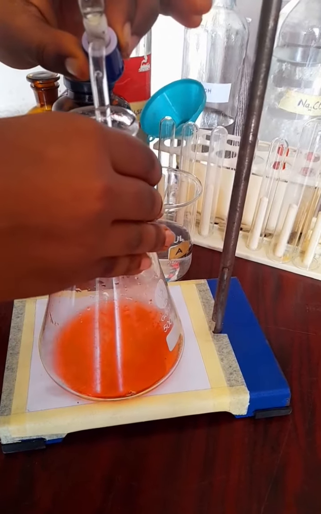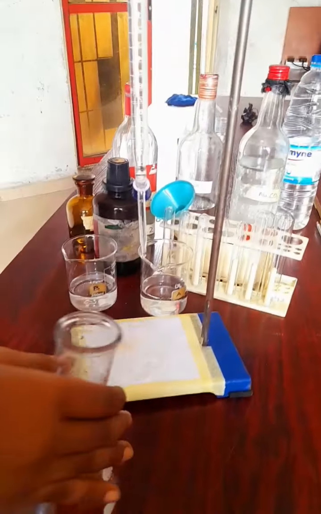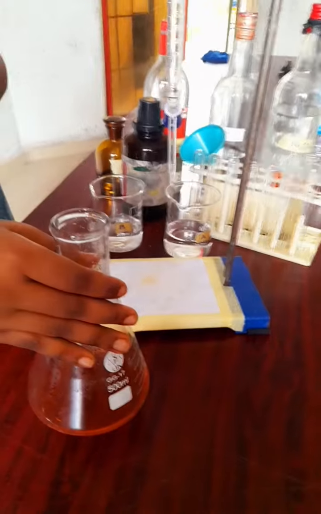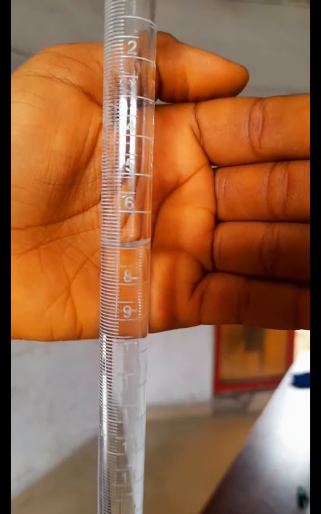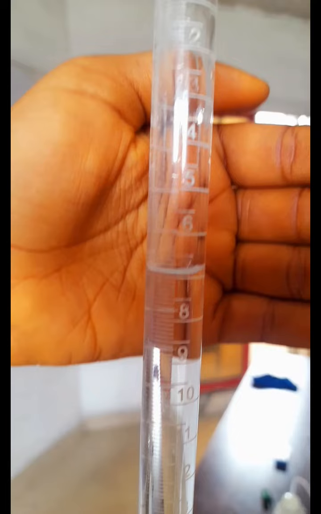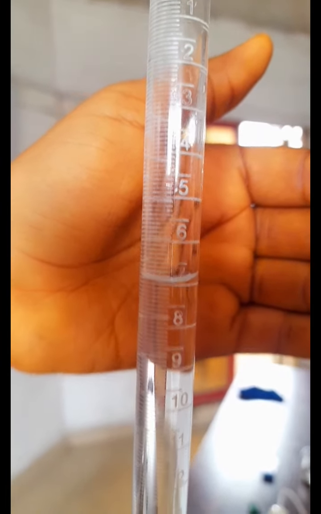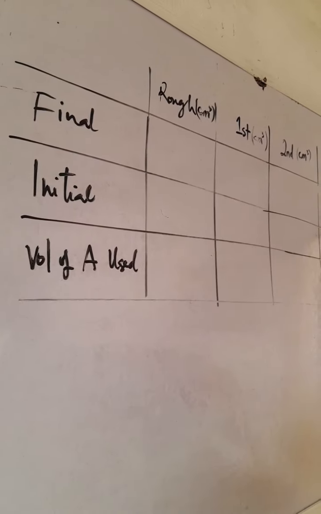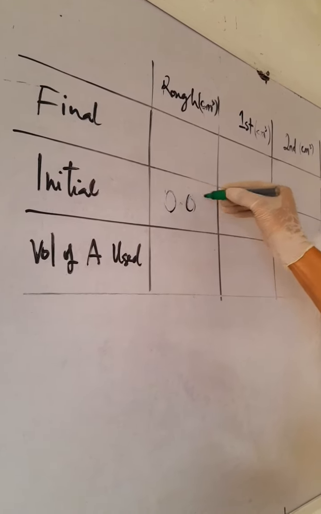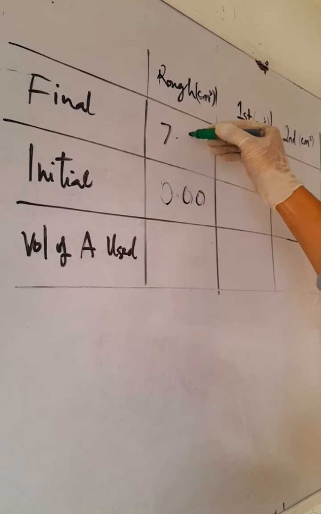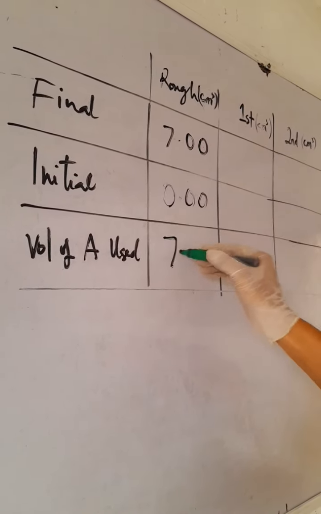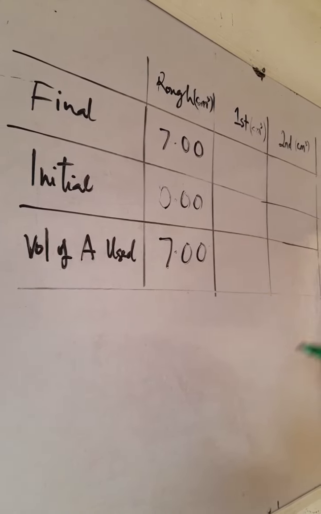All right, so we've reached the end point, and you see the color is no more orange or that light yellow color we saw. So we're done with the first process, which we could call the rough. Now let's see how much volume of A was used. That's just on the 7 cm mark. We started at 0.00, having made the acid sit on the meniscus. So the endpoint was 7, which means the volume of acid used for our rough is 7.